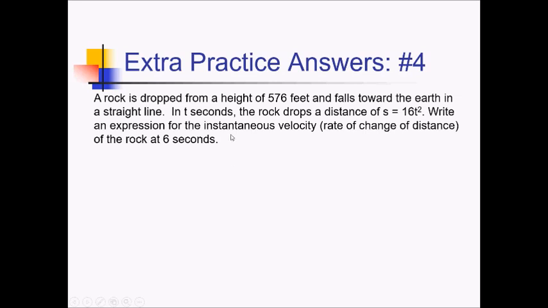On this one, we have a rock being dropped from a height of 576 feet, falling toward the earth in a straight line. T seconds, the rock drops a distance of 16t squared. There we go. We want an expression for the instantaneous velocity, which is the rate of change of distance, at 6 seconds. So basically, we want the instantaneous rate of change of 16t squared at t equals 6.